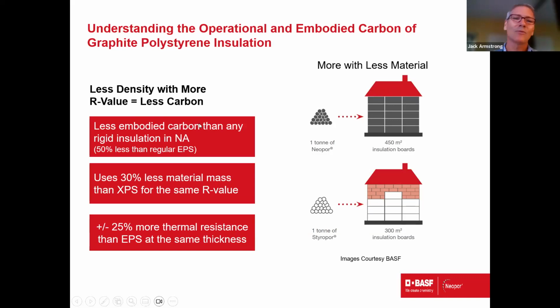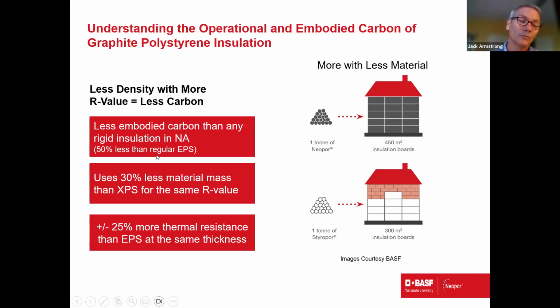So kind of what this means, if we come over here to the left-hand side now, less density with more R value means less carbon. So if you can do the same job with less material, then obviously you can have a lower carbon footprint if it indeed has the same R value. So that's kind of the idea. So in the first red rectangle here, we're seeing less embodied energy carbon than any other rigid insulation in North America is the example of the gray graphite enhanced polystyrene foam, which they call here Neopor.